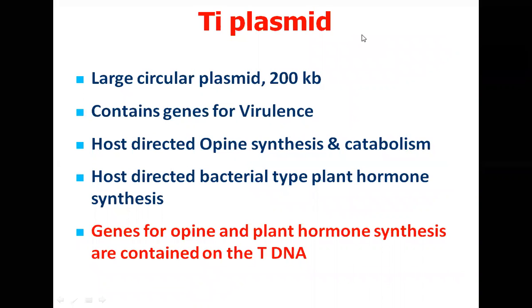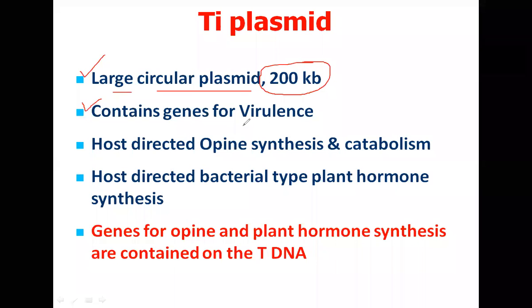Now let us understand something about the Ti plasmid, the tumor-inducing plasmid, which this bacteria contains. It's a large plasmid. I told you 200 kb. 200 kb for a plasmid is a really big size. It is a circular plasmid, around 200 kb. So, a pretty big plasmid. It contains genes for virulence.